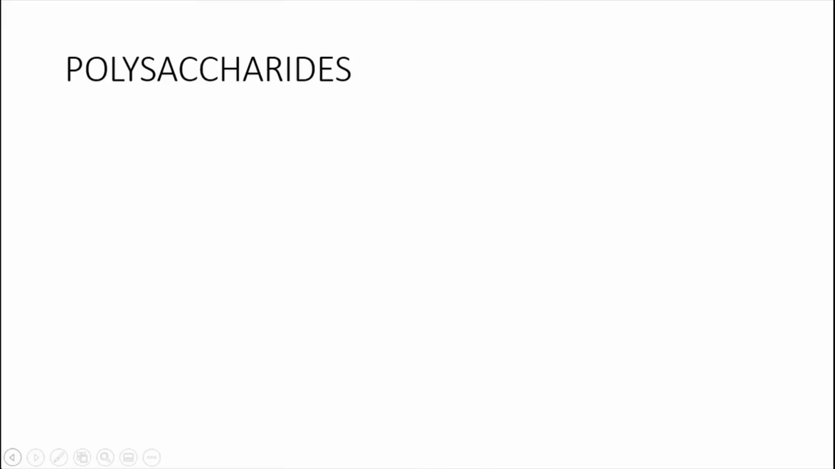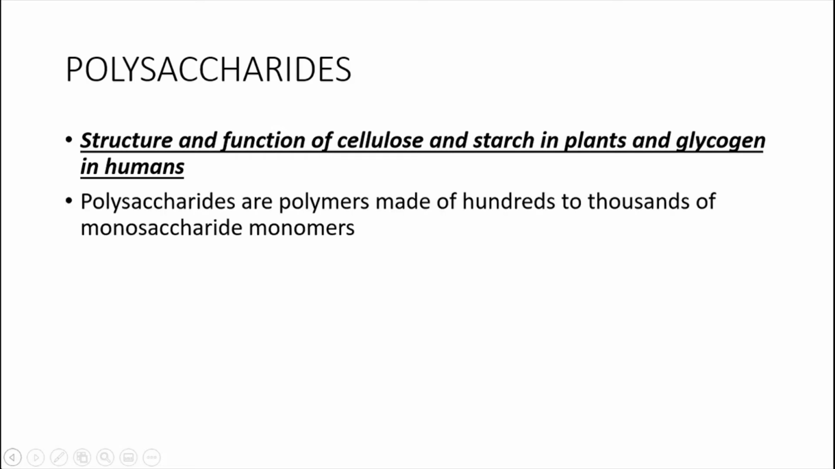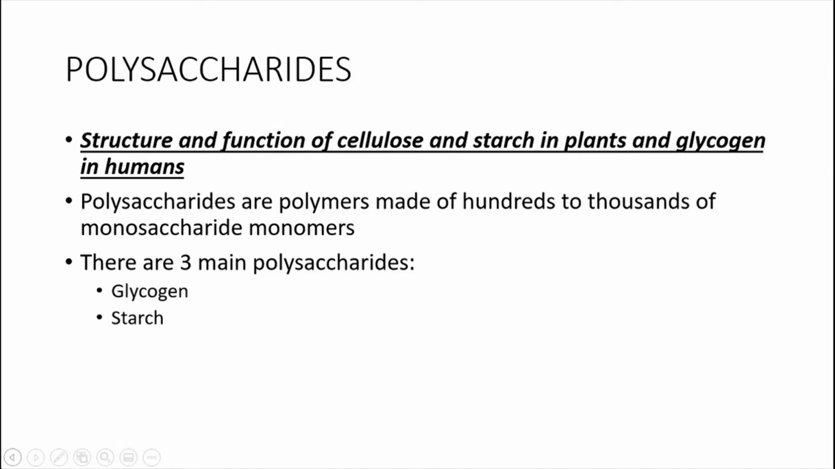Now we've looked at disaccharides, let's quickly have a look at polysaccharides. So we need to understand both the structure and the function of a few different types of polysaccharides. Polysaccharides are the polymers, and they are made up of hundreds to thousands of monosaccharide monomers. So we link monosaccharides together to form our polysaccharides. There are 3 main types of polysaccharides that we need to have an understanding of: glycogen, starch, and cellulose. Glycogen is found in animals and it's found in humans, and starch and cellulose are found in plants.